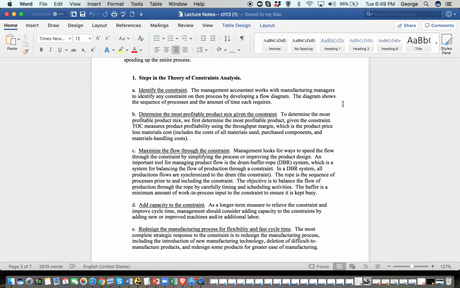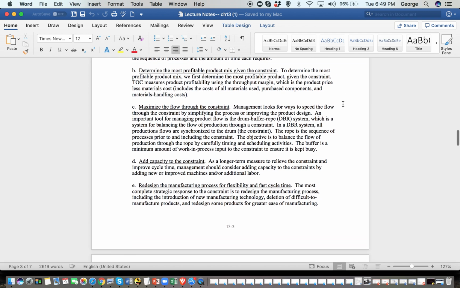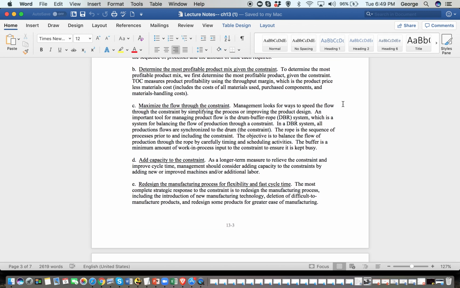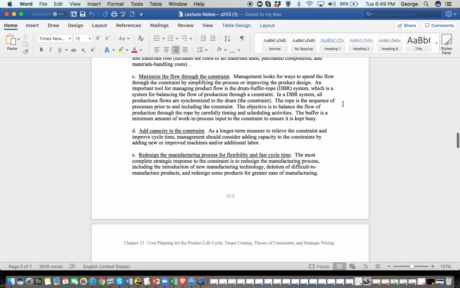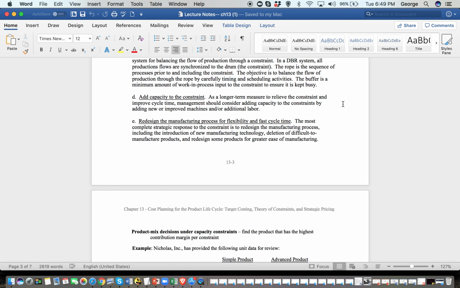All right, find ways to maximize flows through the constraint. Try to make the constraint better, improve that constraint. One thing talked about in The Goal was a drum buffer rope system, so trying to keep all processes equal from machine to machine so we don't have a lot of buildup in front of those bottlenecks. Actually, keep the process basically as quick as your slowest machine. Maybe if you can add capacity to the constraint. In the book, The Goal, they actually bought an old machine or brought back, I think, a couple of old machines to increase capacity, and then redesign your manufacturing process for flexibility and faster cycle time. So if you have the resources to do that.